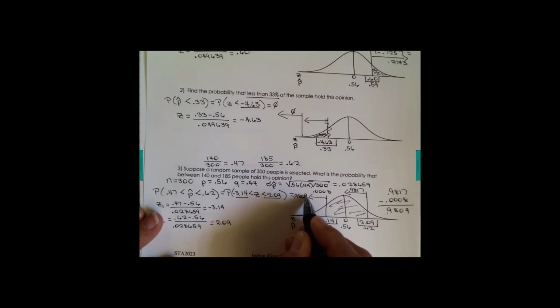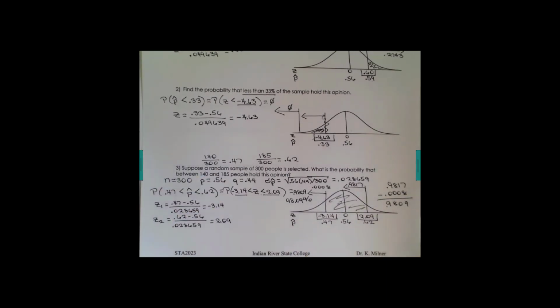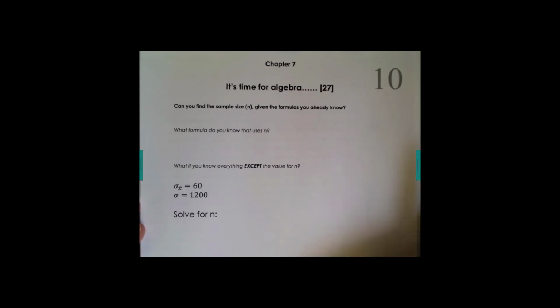I didn't finish filling this in, but the area between is 0.9809 or 98.09%. That one was a little bit tricky because you did have to calculate the proportions, and you might be asked to do that. Now, I just want to look at one more thing with you because you might be asked to find a sample size.